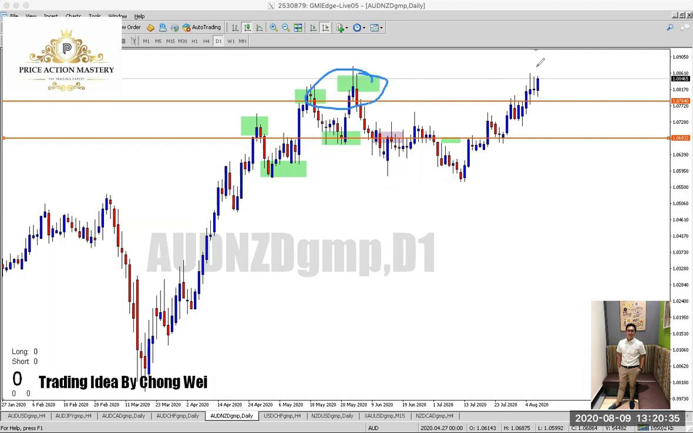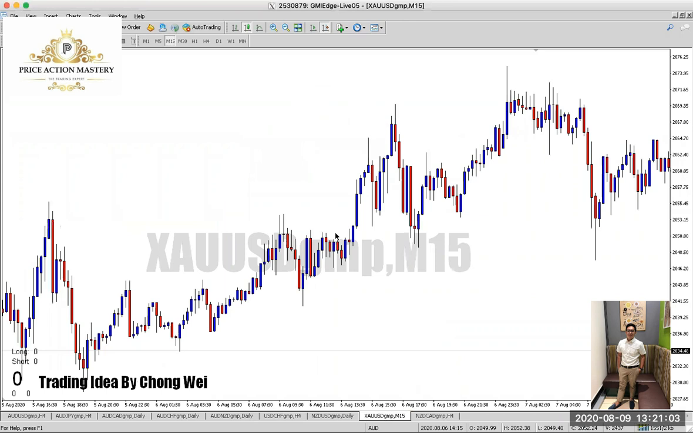But as you can see, a lot of sellers are coming in. So if you want to sell, it's not a very good idea. It's better to wait for a setup to form and then go for the sell. If the market just retraces to this level, I will look only for buys because there's no setup yet. But if there's a setup, then I will look for a sell opportunity.